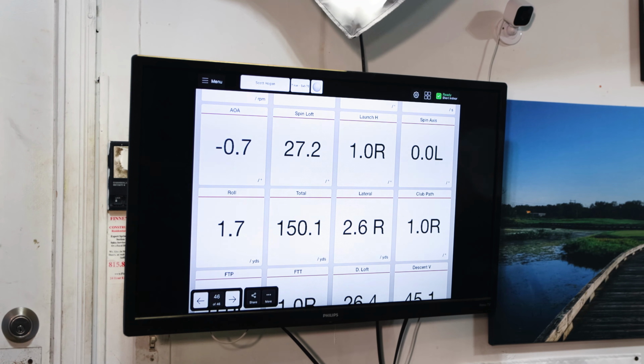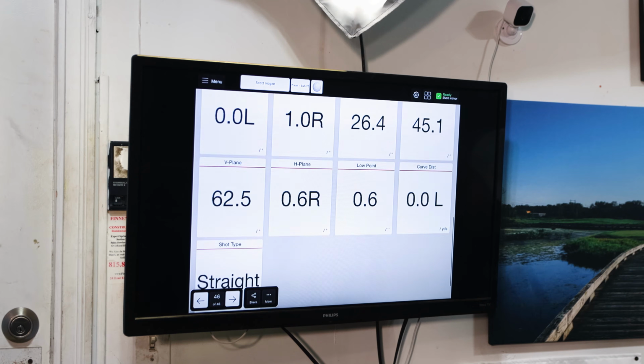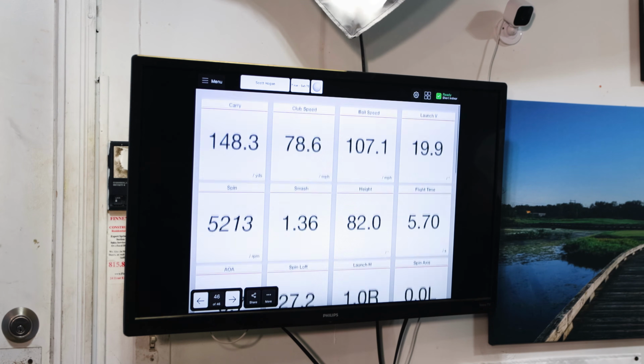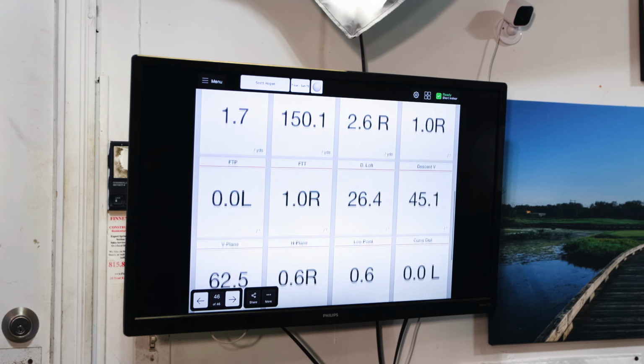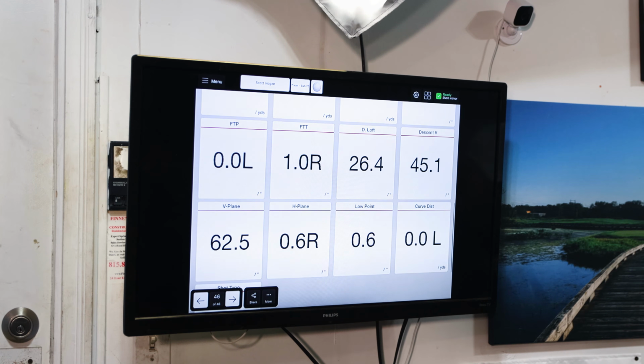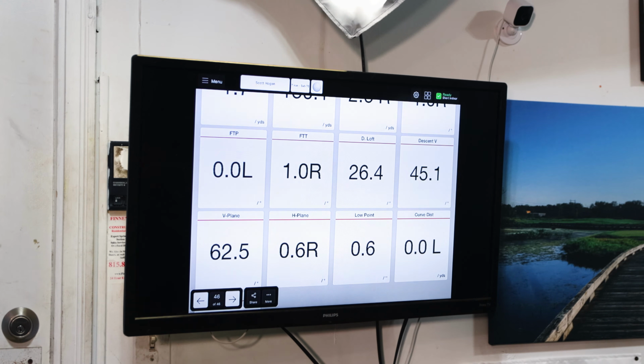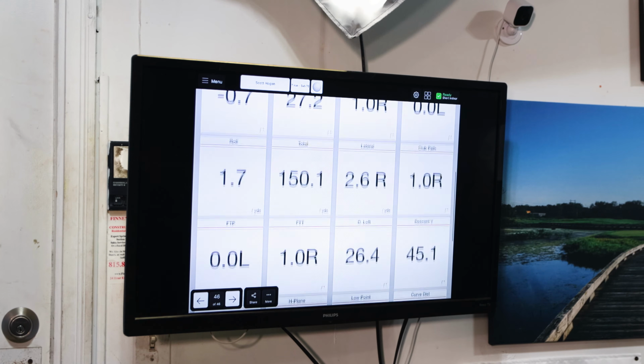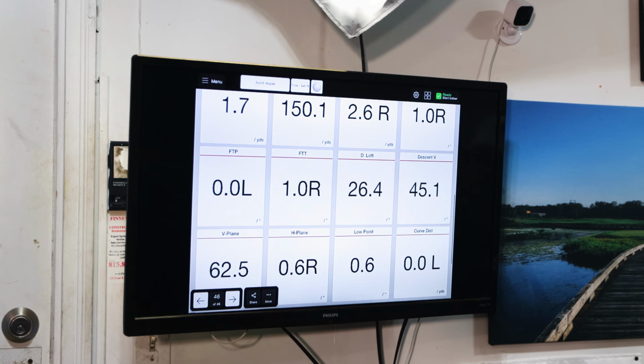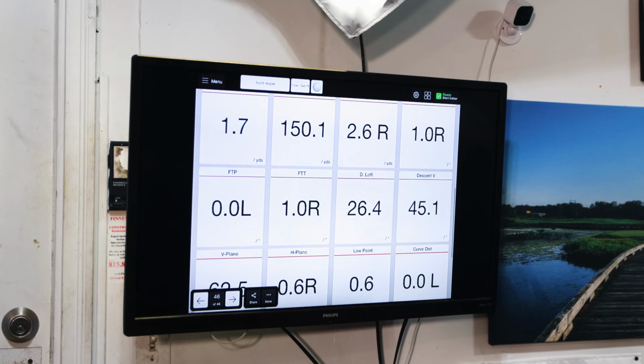I didn't hit super down on it. So let's see. Club path 1 to the right. Okay. You can see my horizontal plane wasn't super far off because I didn't hit crazy down on that one. Okay. I actually kind of like that one right there. And we go from there.